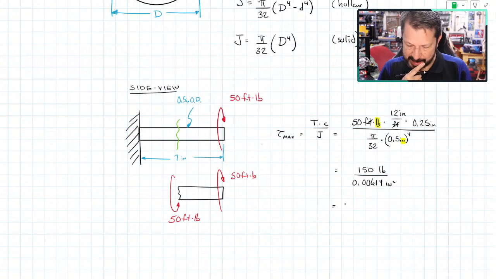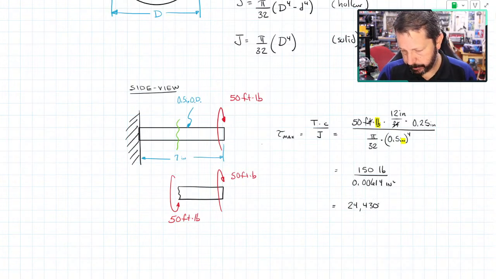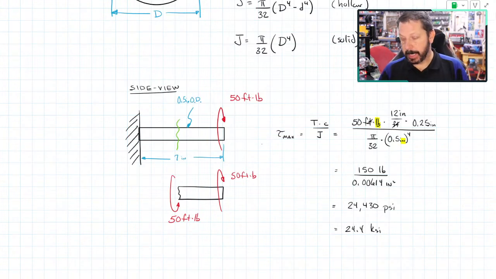I get 24,430 pounds per square inch are my units, so that's PSI, which could also be 24.4 KSI. So that's of shear stress. That's actually a pretty high number of shear stress. So let's look and see if I gave us a material. I didn't, so we'll have to make that up.